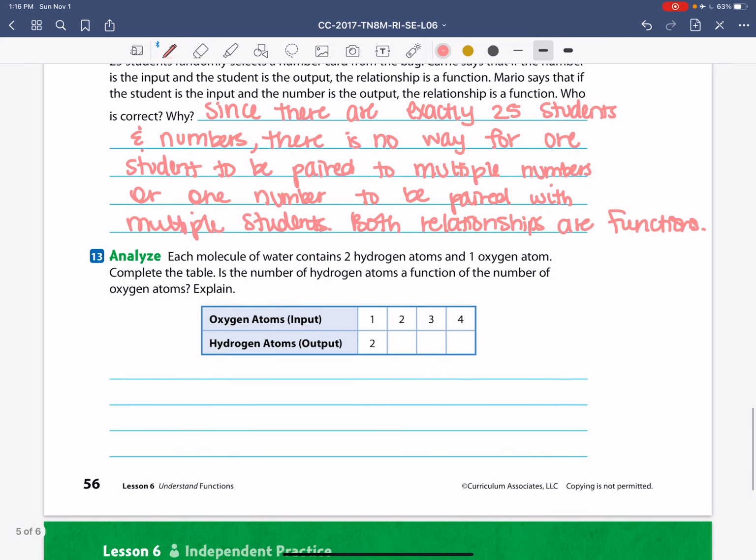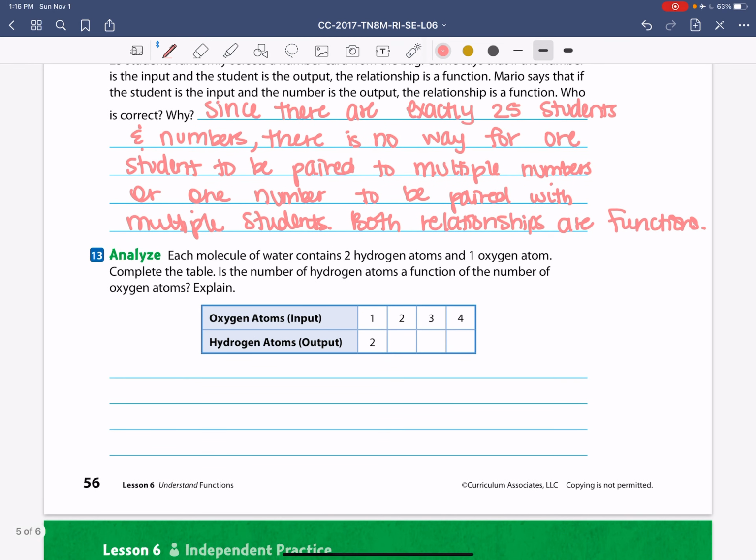Okay. We'll go ahead and move on to number 13. Analyze. Each molecule of water contains 2 hydrogen atoms and 1 oxygen atom. Complete the table. Is the number of hydrogen atoms a function of the number of oxygen atoms? And explain. So we'd have, again, the oxygen is always half of the hydrogen.